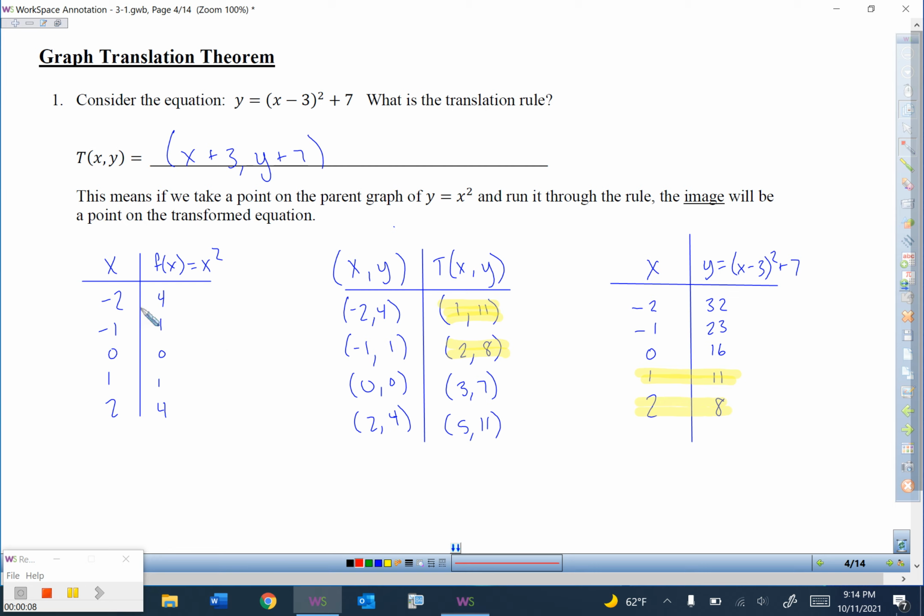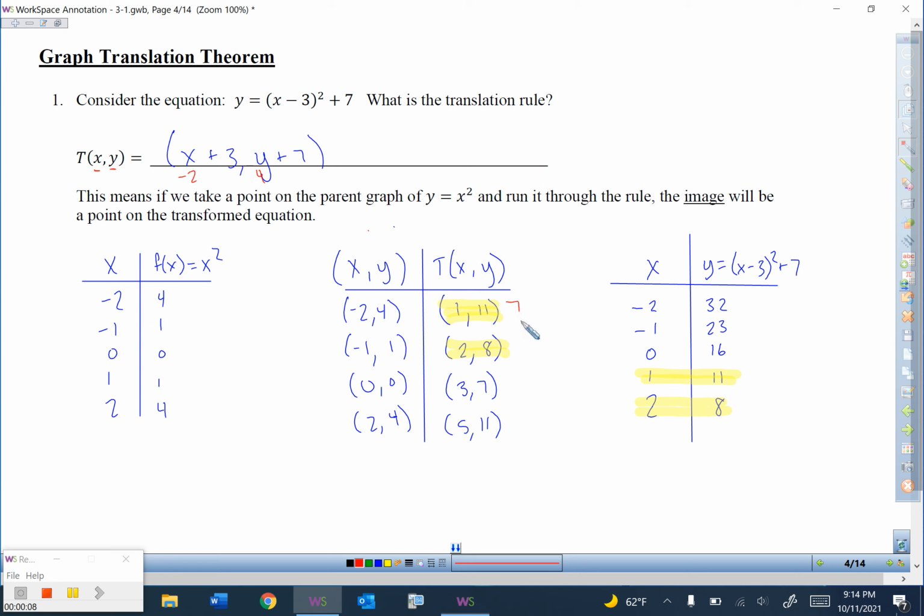So then if you look at these ordered pairs, what we can do is run them through the rule, because each of them has an x and a y value. What that would look like is you take your ordered pair and plug it in for this x and this y, so the negative 2 would go there, positive 4 would go there. So I've got negative 2 plus 3 is positive 1, 4 plus 7 is 11. And I can do that with each of these ordered pairs.